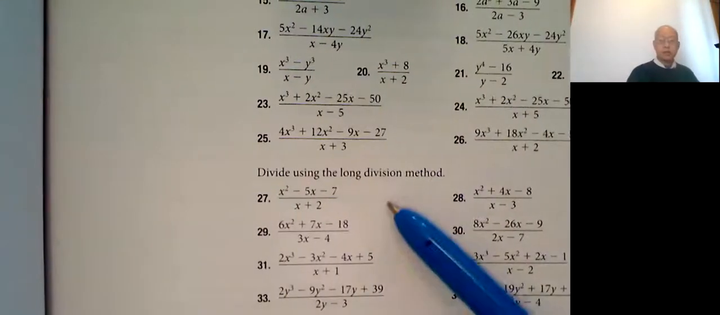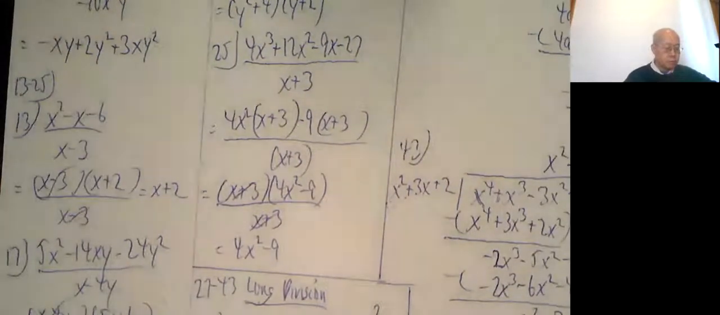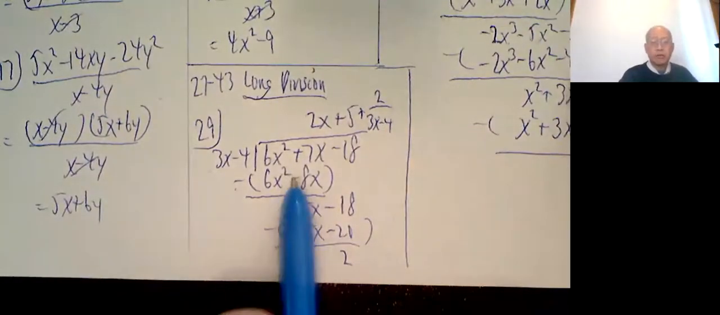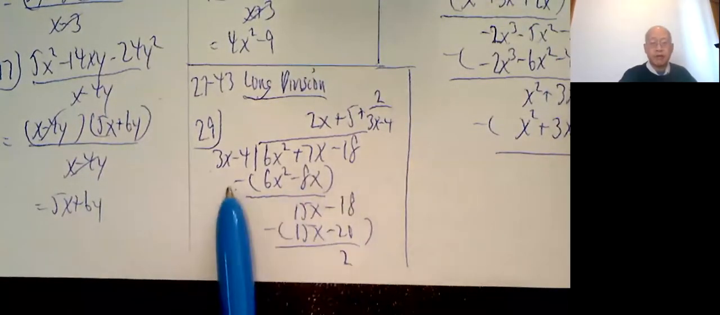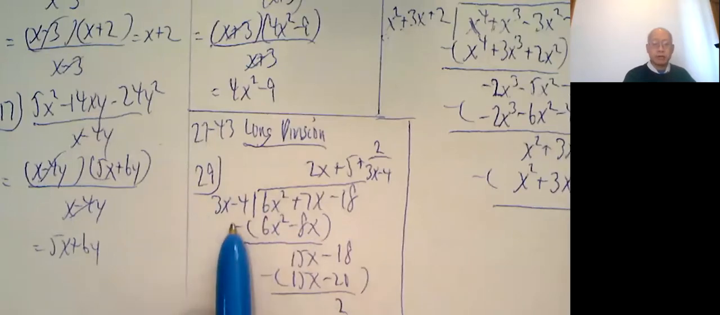Okay, then the last type of problem, 27 to 43, they want you to do long division. Okay, so we've seen that before in a previous chapter. Let's just review long division for some problems. Okay. So problem 29, 6x squared plus 7x minus 18 divided by 3x minus 4. Then the numerator goes on the inside, denominator goes outside.